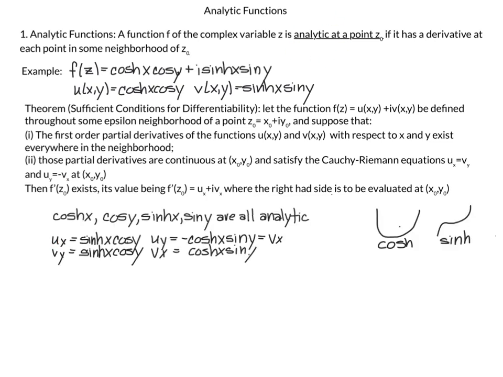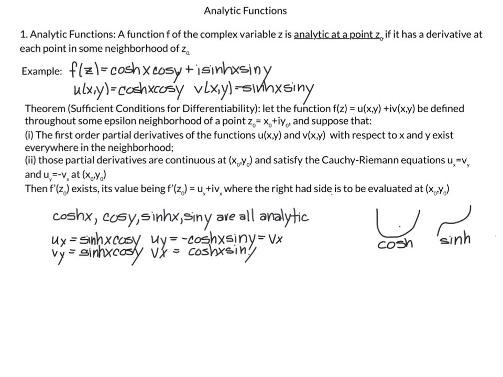I have here the partial derivatives now: u with respect to x, u with respect to y, v with respect to y, and v with respect to x. One thing to note is that cosh x, cosine y, sinh x, and sine y are all analytic. And just in case you forget what cosh and sinh look like, I diagram them here. Cosh is this parabola-like curve, and sinh looks like a cubic kind of thing, but it's not, it's sinh. And cosine and sine, of course, you're familiar with.